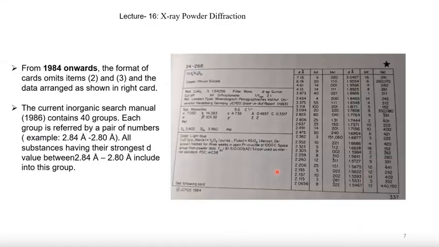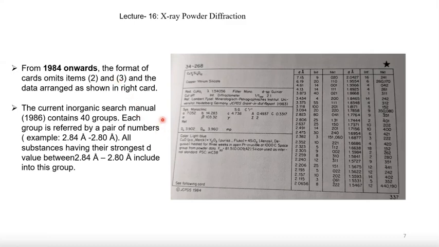Okay, then we see another card now. And from 1984 onwards, what we did is that item numbers 2 and 3 in the previous card, we omitted those.